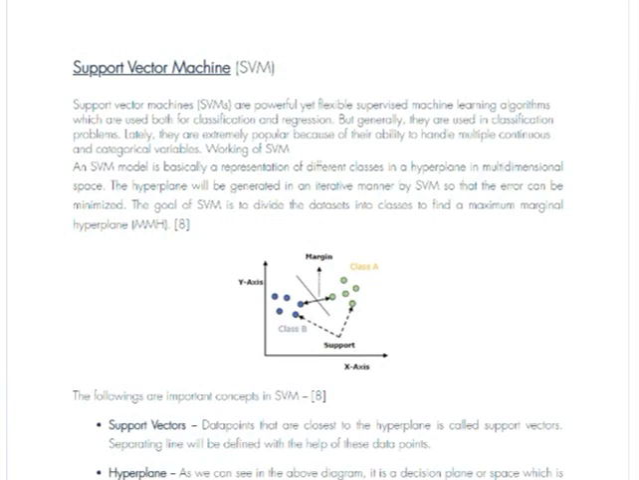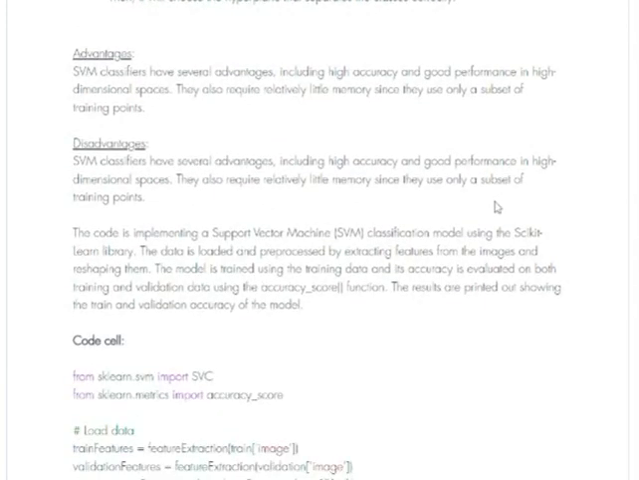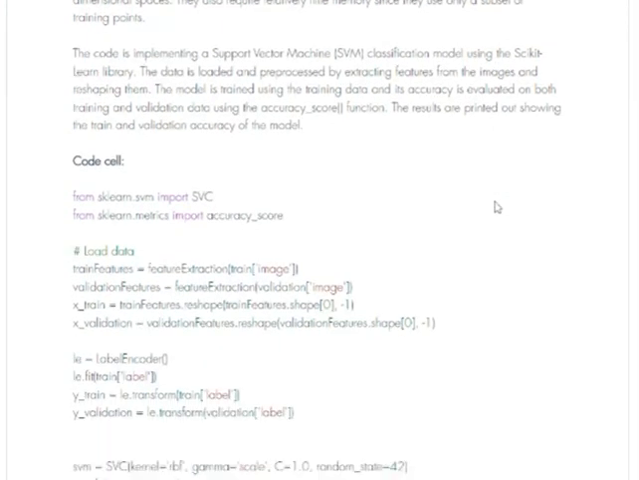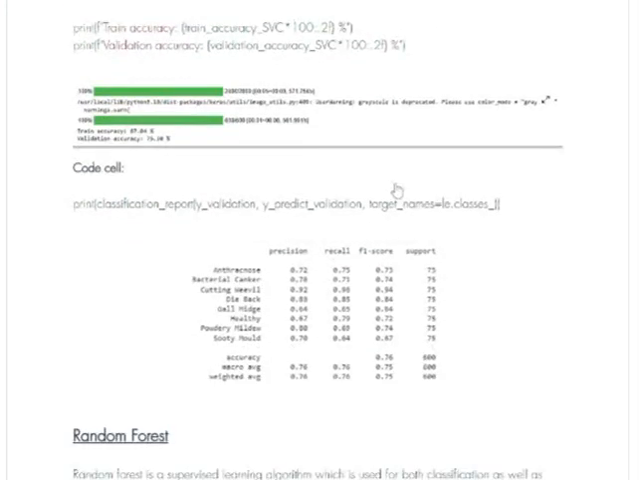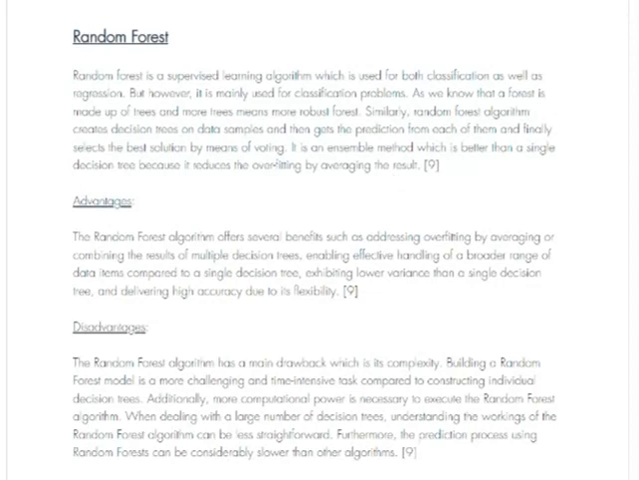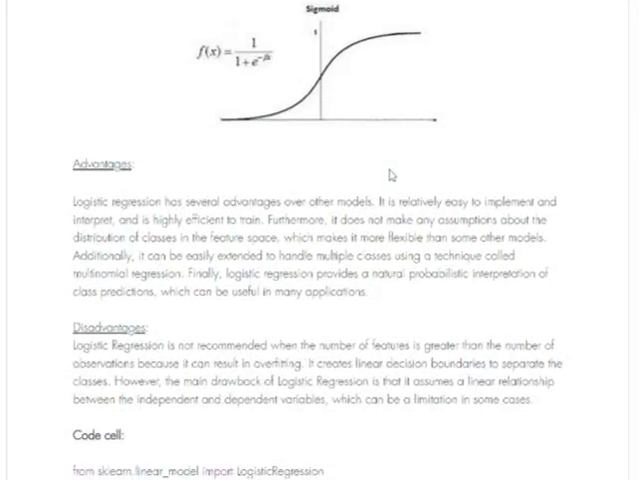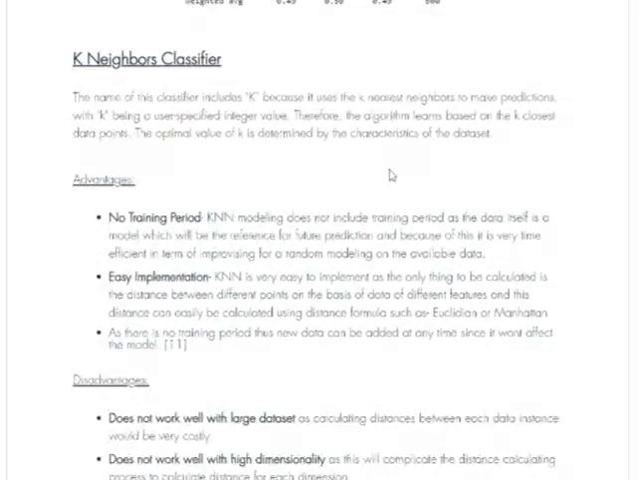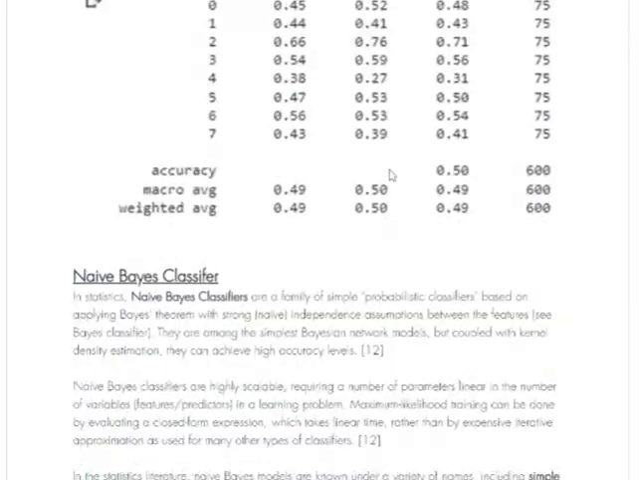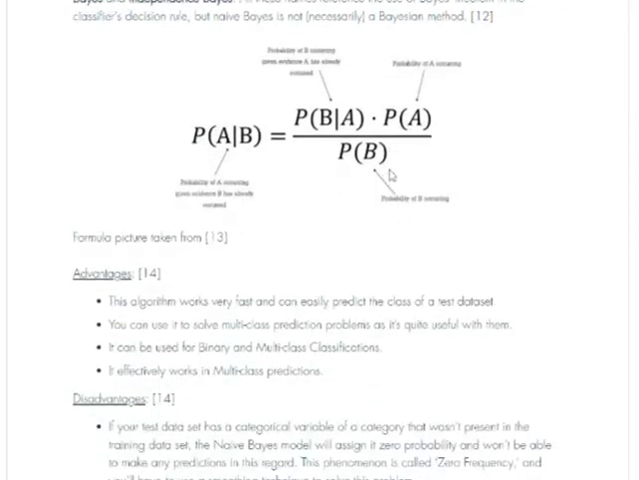Similarly, I implemented the algorithm for support vector machines and explained its advantages and disadvantages, found out the accuracy for the model, and wrote its classification report. I repeated the same activity for random forest classifiers. I did the same for logistic regression. I also performed the same model training for k nearest neighbors classifiers. And finally, I ended it with the Naive Bayes classifier, which was part of our second assignment.